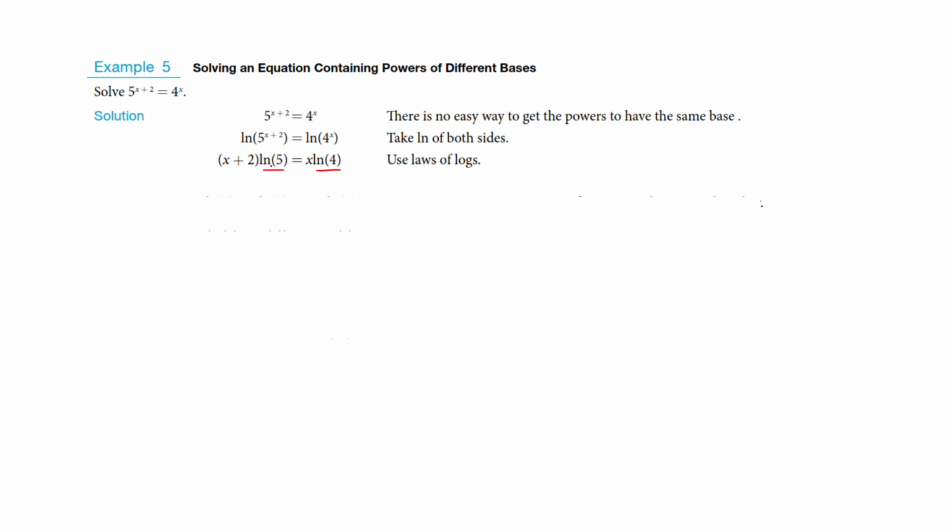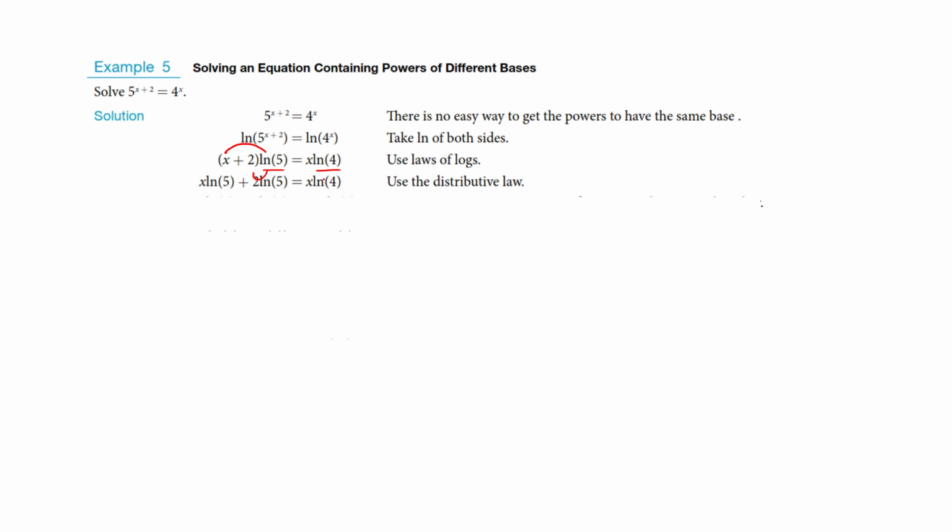If I had a number out front that needs to be multiplied by a binomial, I would distribute it. I'd send it here and here. And that's the same thing we're going to do here. They're going to send that natural log of 5 to both of those terms. Okay, now where do we go from here?